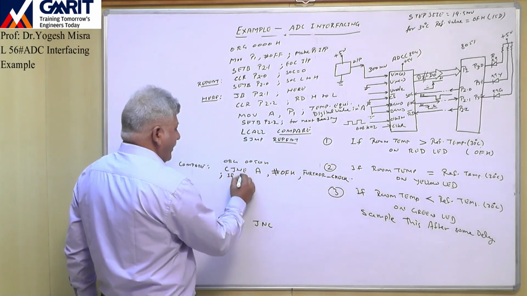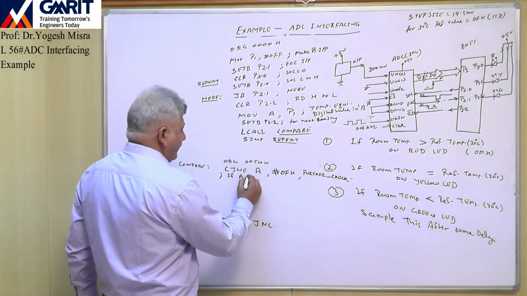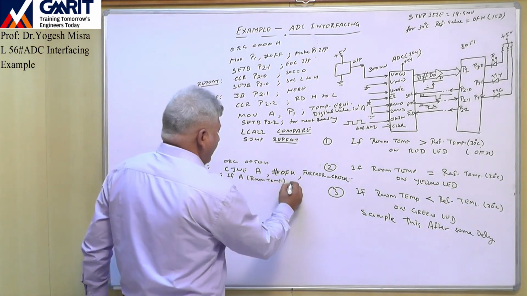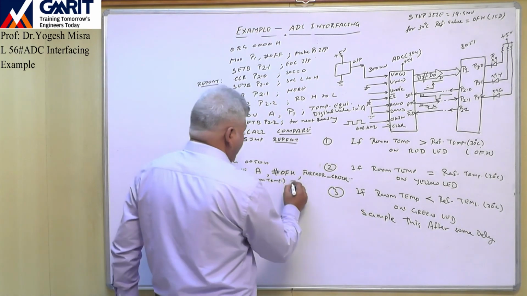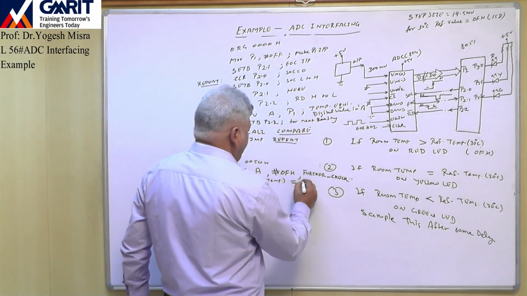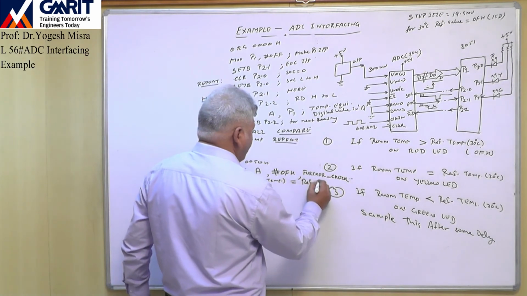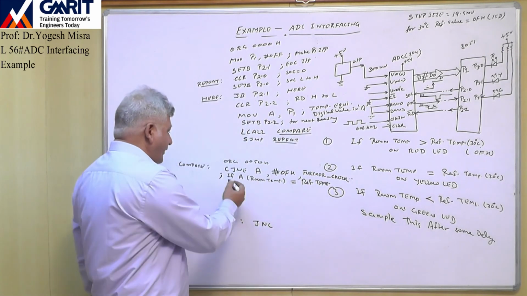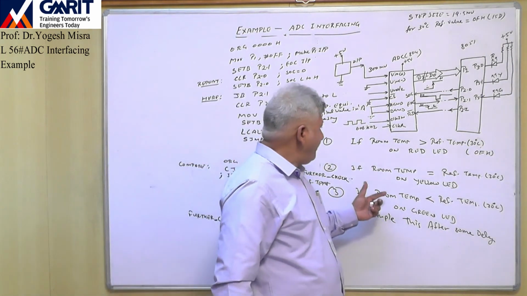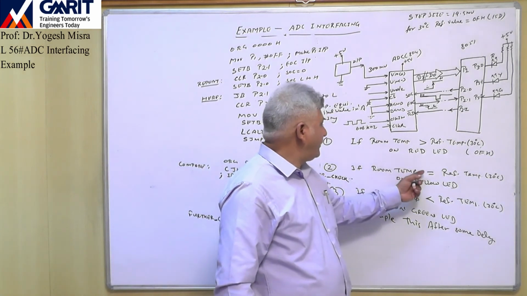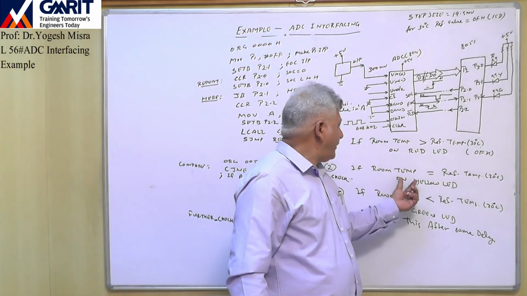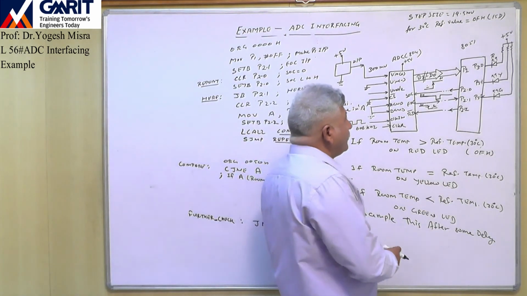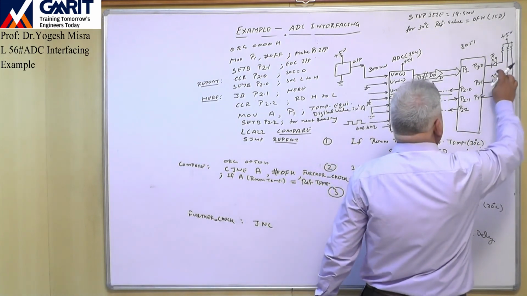If A, that is room temperature, is equal to reference temperature, this is the condition. Then what do we have to do? If the room temperature is equal to reference temperature, make the yellow LED on. So yellow on, red off.